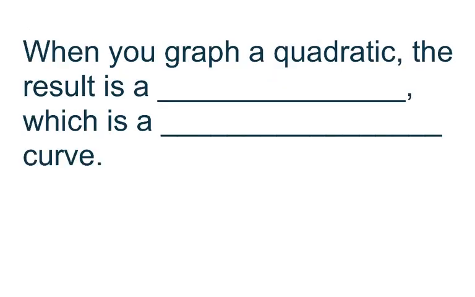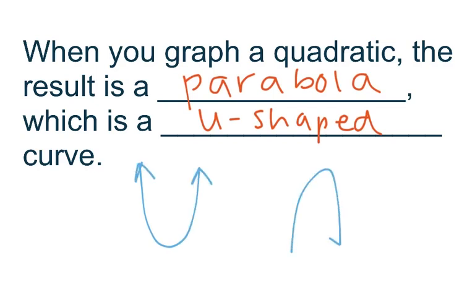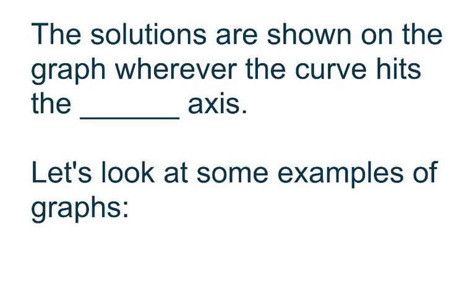When you graph a quadratic, the result is a parabola, which is a U-shaped curve. Okay, so you want to think of a U, it looks like this, or it can look like this. The solutions are shown on the graph wherever the curve hits the x-axis.